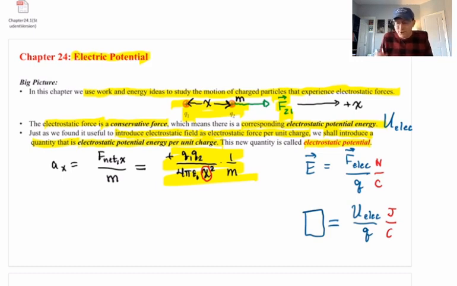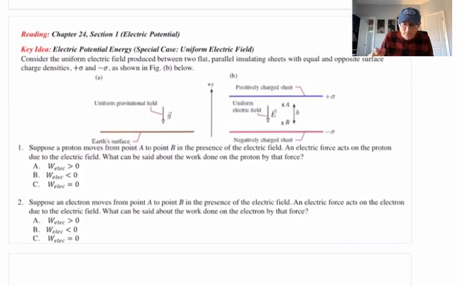So we're going to have in this chapter the concept of electrostatic potential energy, symbol U electric, and electrostatic potential, with symbol to be stated later, as electrostatic potential energy per unit charge. All right, that's the big picture. So let's start chapter 24, section 1. Title of that section is electric potential, but that concept is coming up in the second video lecture here.